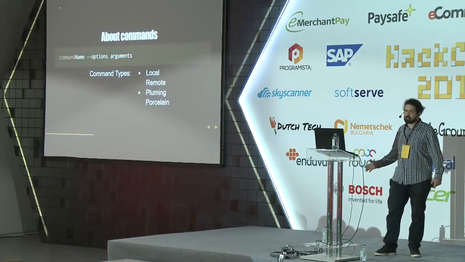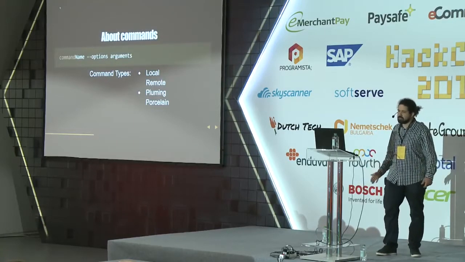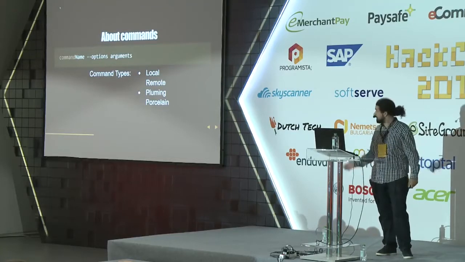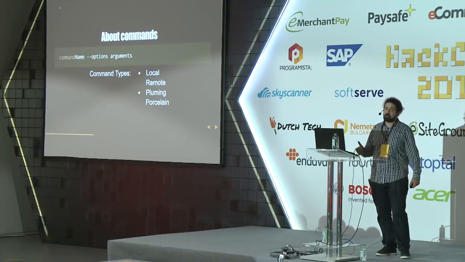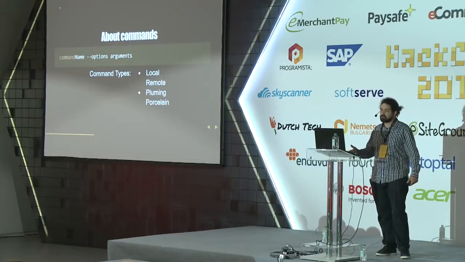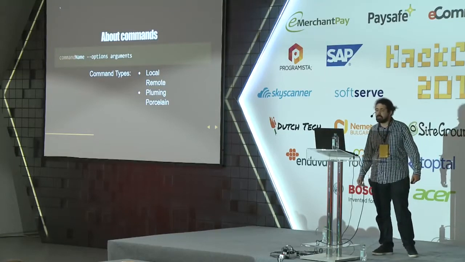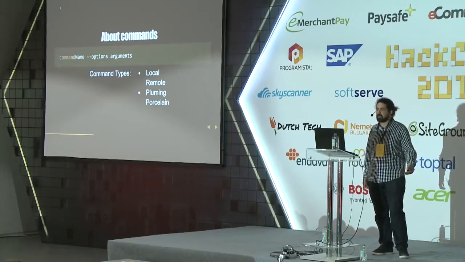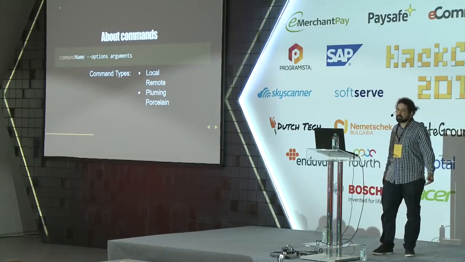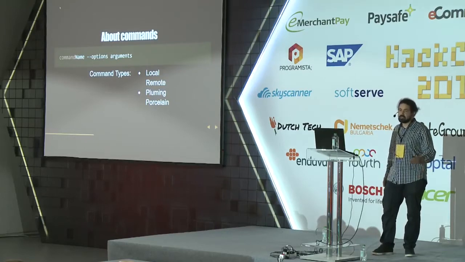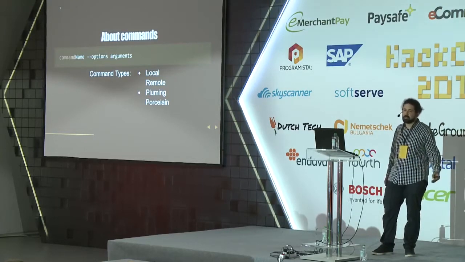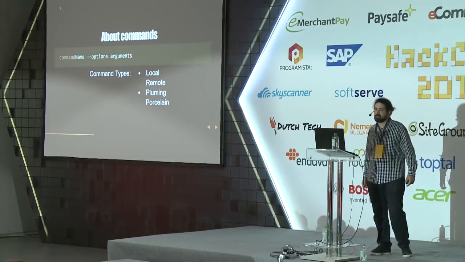So a couple of words just about commands. You probably all know this, but this is the structure of a command. You have a command name, you have options passed in with minus minus or just minus, and you have arguments, and each command takes different arguments and options. And there are 2 categories of command types: local commands and remote commands. Git doesn't do anything on the network unless you tell it to explicitly. So there are just a couple of remote commands.